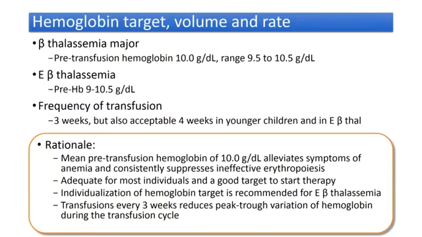routine is 3 weeks, but it's also acceptable as 4 weeks in young children and possibly in patients with E beta thalassemia. The rationale is presented below. The mean pre-transfusion hemoglobin of 10 alleviates symptoms of anemia and consistently suppresses ineffective erythropoiesis. This is an adequate target for most individuals, and is certainly a good target to start therapy, which can later on be modified if necessary. But we also recommend individualization of hemoglobin targets for patients with E beta thalassemia, and the reason to transfuse every 3 weeks is to reduce the peak to trough variation in hemoglobin during the transfusion cycle.